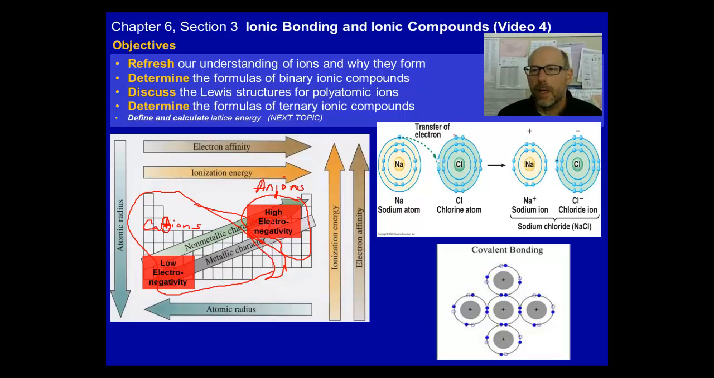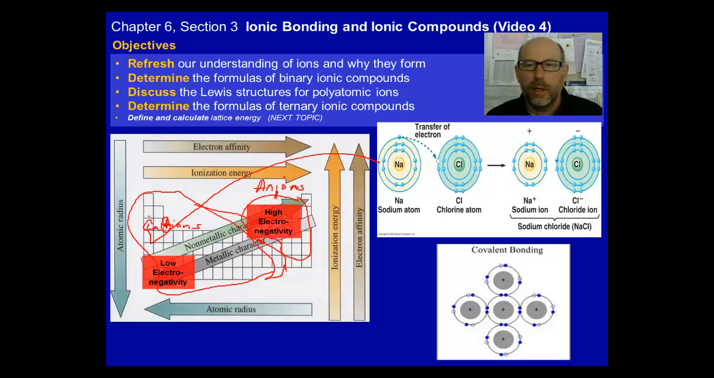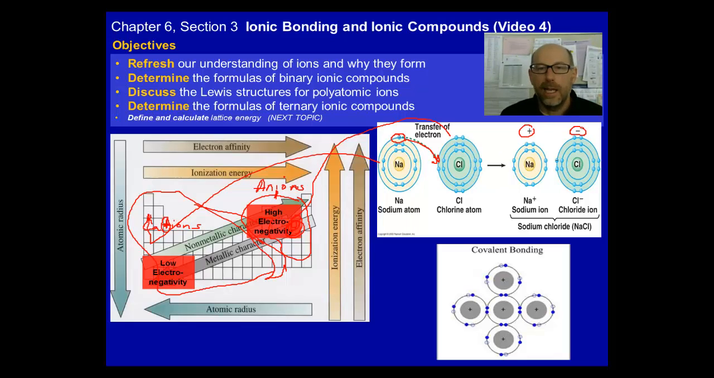If you look at this diagram over here on the right side, you can see there's a sodium atom and a chlorine atom next to one another. Sodium has a low electronegativity because it's found way over here, and chlorine has a high electronegativity. It's found over on this side. Because of that, what will happen in an ionic bonding situation is that sodium will give an electron to chlorine. And so sodium ends up with a plus charge and chlorine ends up with a minus charge, and they hang out next to one another because opposites attract.